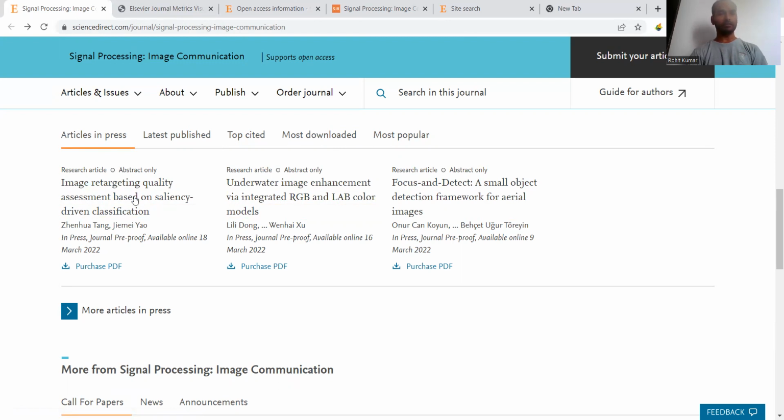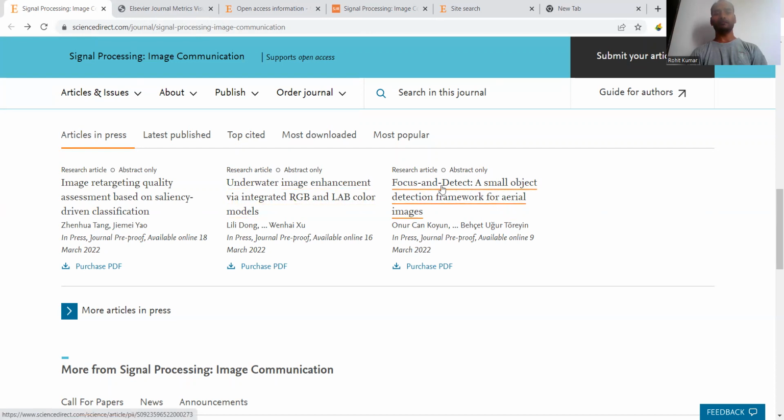So here you can see that image retargeting quality assessment is done. Saliency driven classification, so classification is under focus now again. For that, deep learning or ML might be the technique used. Then underwater image enhancement, and that's a quite popular domain. Meaning underwater communication, underwater image enhancement. So this is quite debated as well as an interesting domain, and here you can focus, as most of the authors are working in this particular field.